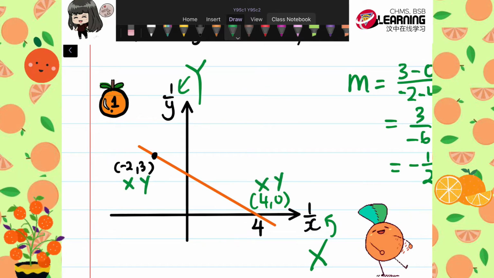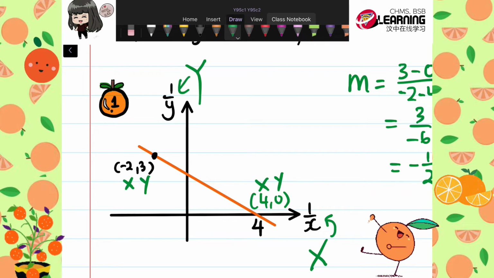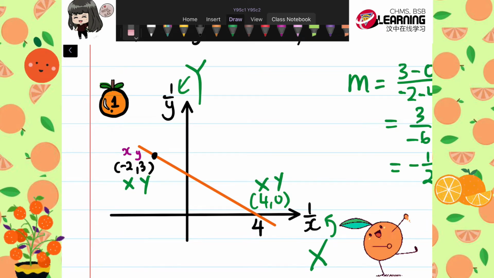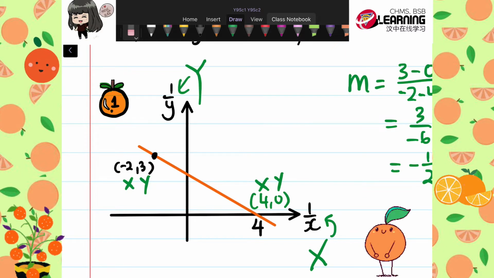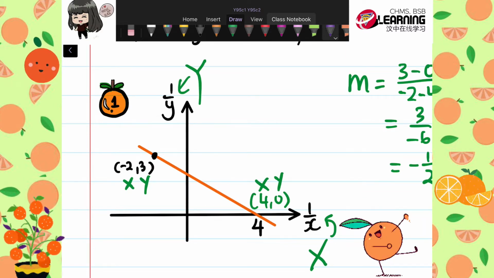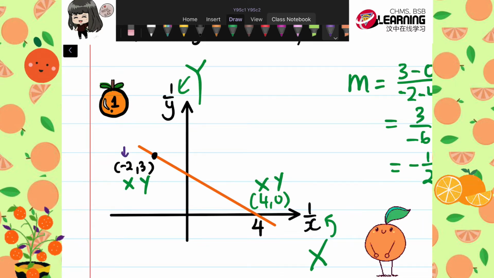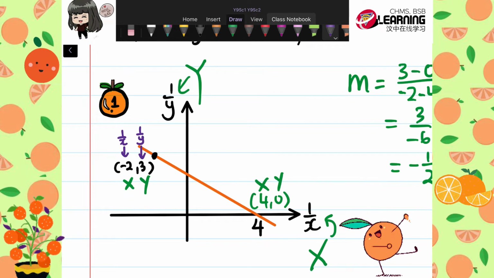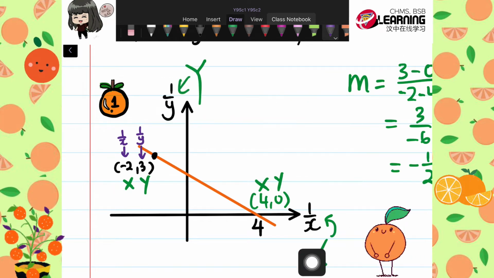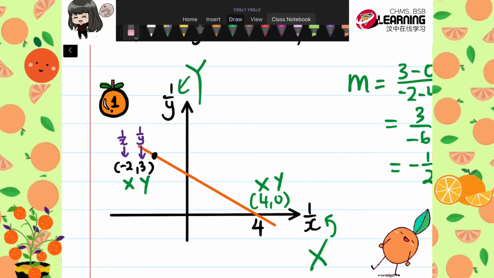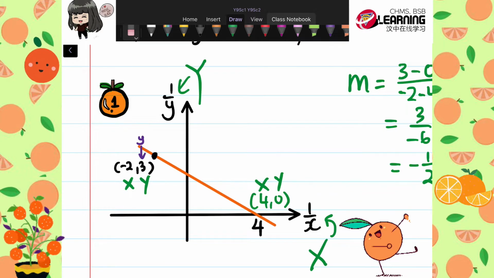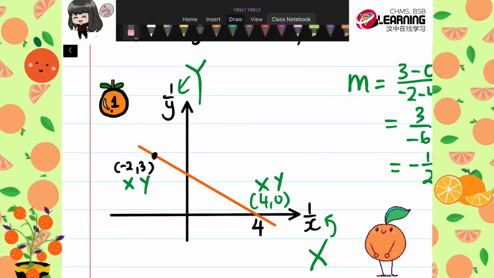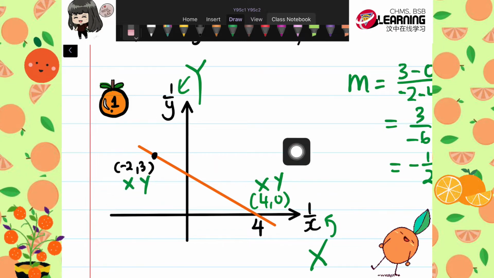A lot of students, this is always a common mistake, students always think that this is a small letter x and small letter y. It's not. Negative 2, 3 is big letter X and big letter Y. In other words, this negative 2 is basically your 1 over x, and this 3 is basically your 1 over y, because the graph is like this. So to not confuse you, I don't put 1 over x, 1 over y. I put big X, big Y.